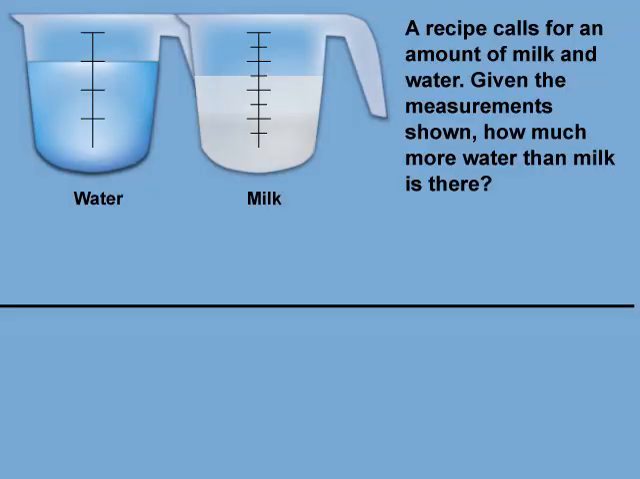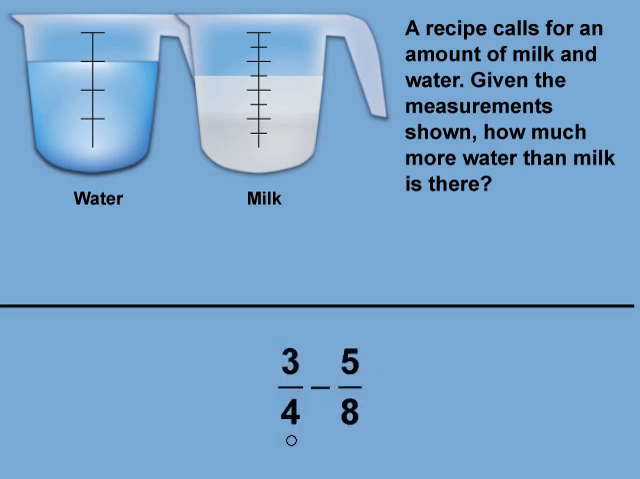A recipe calls for an amount of milk and water. Given the measurements shown, how much more water than milk is there? The cup on the left has 3/4 of a cup of water. The cup on the right has 5/8 of a cup of milk. To find out how much more water there is, simplify this subtraction statement.